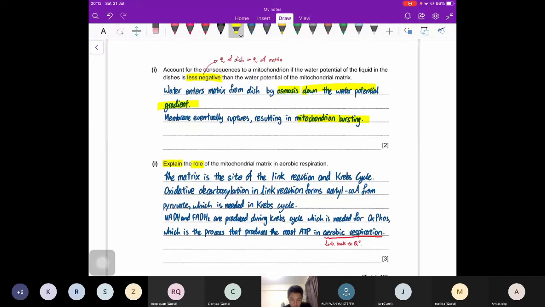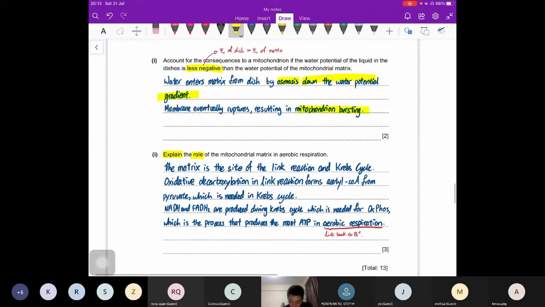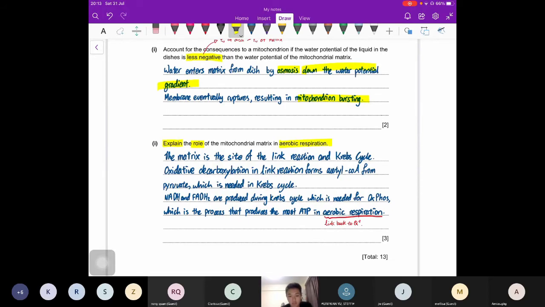next, explain. Okay, and then aerobic respiration, and it's specifically the role of your matrix. So your first point is that the matrix is the site of your link reaction.